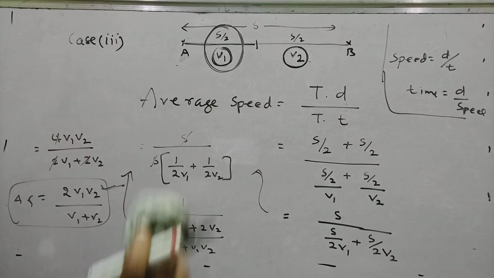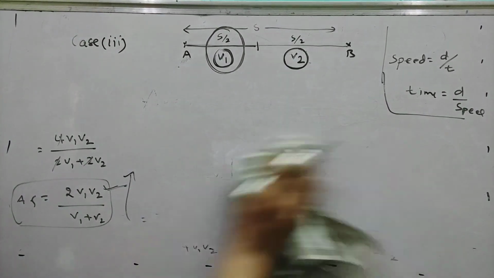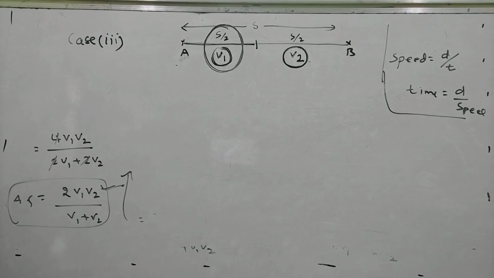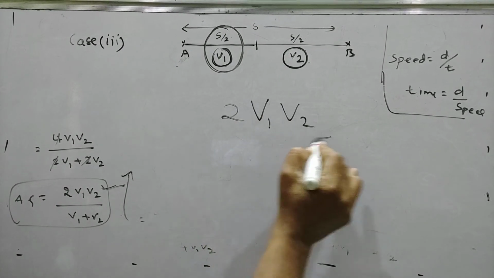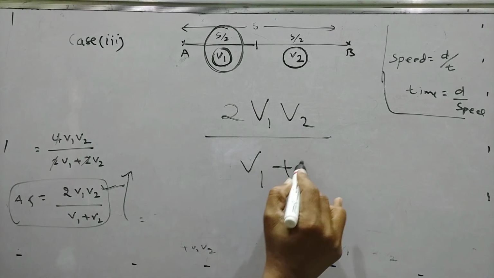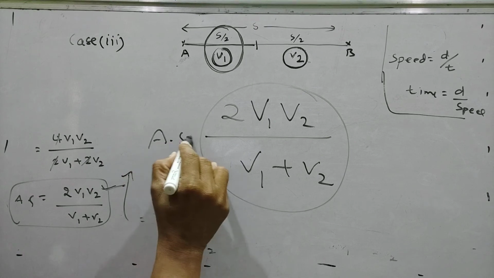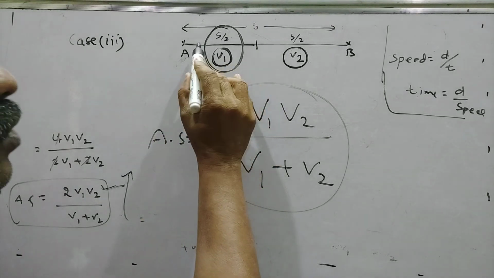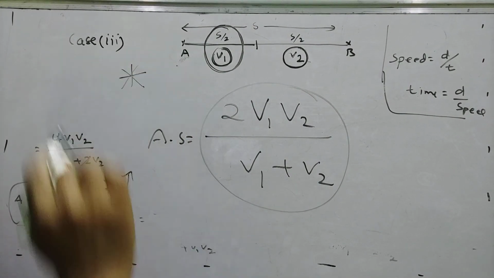We can use this formula if the distance is split into two halves. The formula is 2V1V2 by V1 plus V2. This is the average speed formula, which we can use if the distance is split into two halves. This is a very important case.